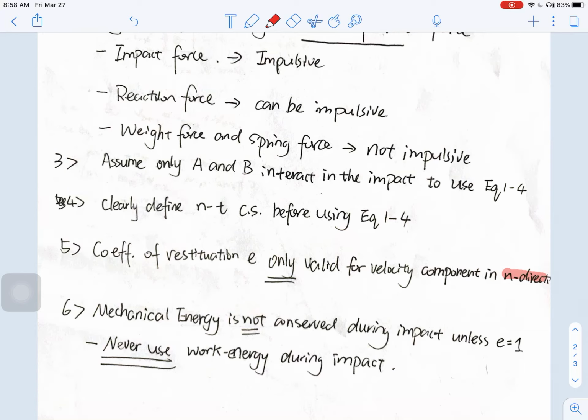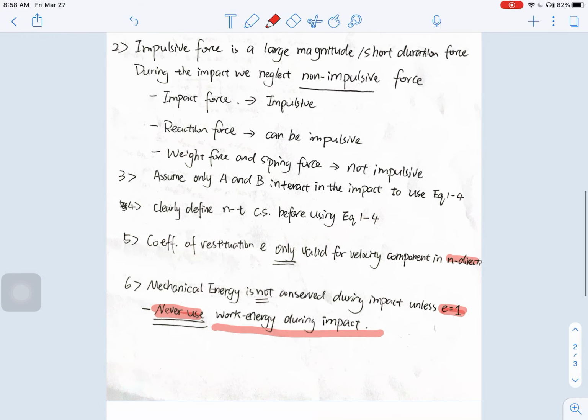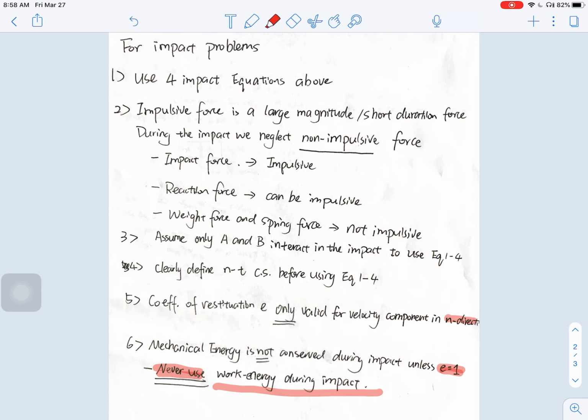Last, it's important to keep in mind that mechanical energy is not conserved during the impact, unless we have the ideal condition when e equals 1, which is a perfectly elastic impact. Otherwise, mechanical energy is not conserved. Never use the work-energy equation during impact problems. All right, those are the concepts and some important notes for impact problems, and we're going to look at some examples.